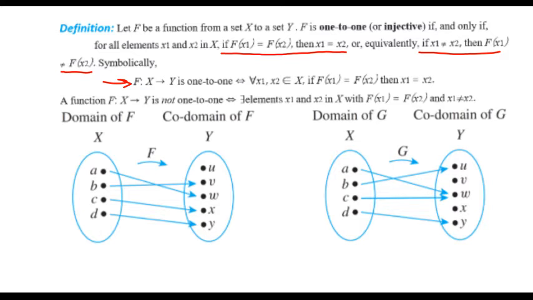That contradicts the definition of a one-to-one function, and that's why G is not a one-to-one function.